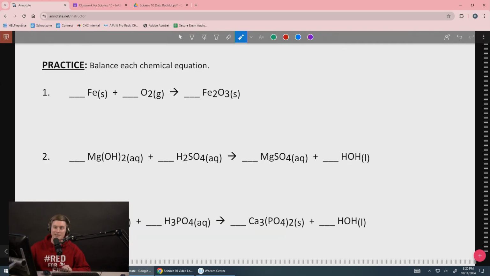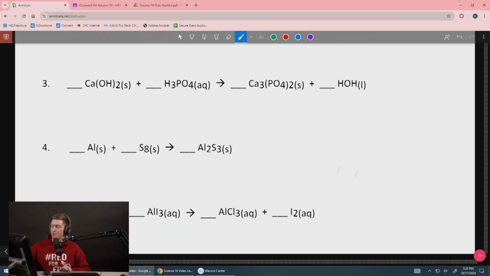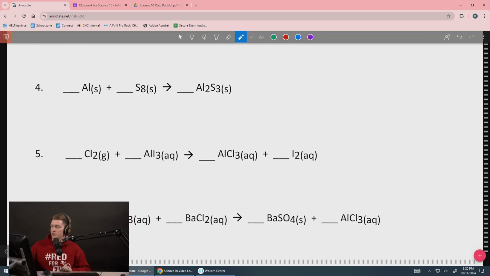This takes some practice. I'd invite you to try some of these. I'm going to do number 4 with you, but give it a shot first and then I'll work through it. So for number 4, we'll list off what we have. We have aluminum and we have sulfur. We only have 2 elements. The difficulty here is that the numbers get large.